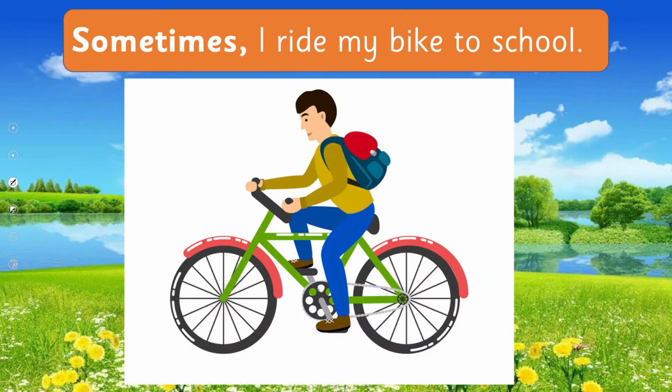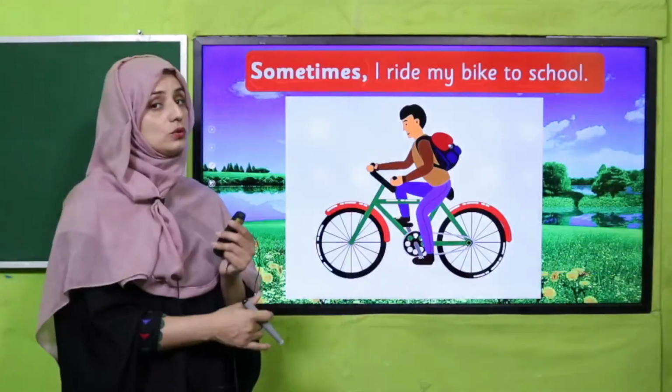So let's see this example. Sometimes I ride my bike to school. So this is telling us about time. I am riding my bicycle sometimes, not always. It's also an adverb of time, and can be an adverb of frequency, how often I do this.